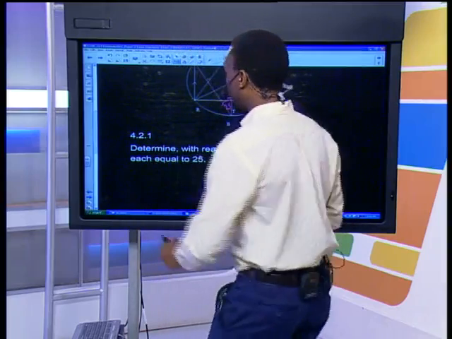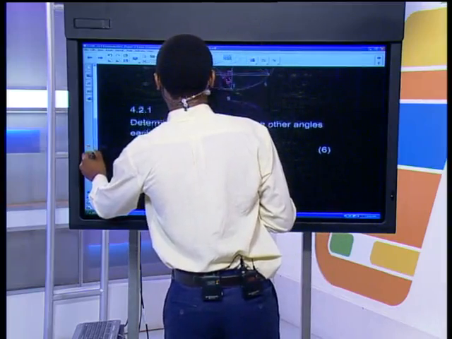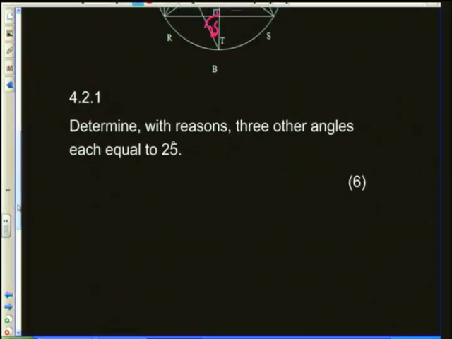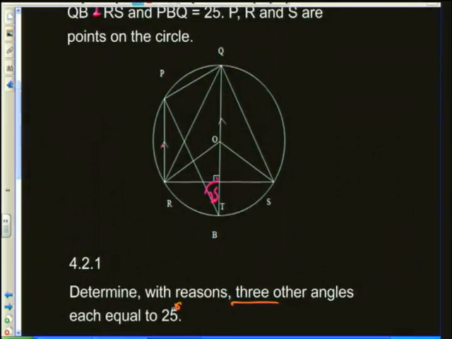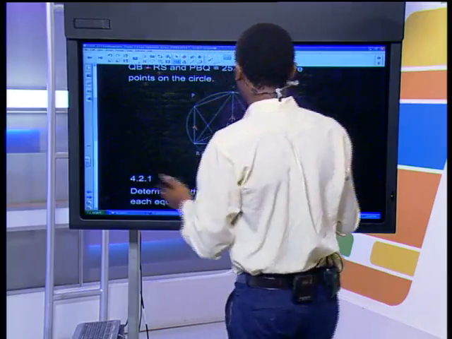Thank you, AB. Let's then continue with this question, 4.2.1. It says determine now with reasons 3 other angles that are also equal to 25 degrees. Right, let's go back to our sketch. As you can see, they've got parallel lines, and that means something. It means you should be thinking corresponding, alternate, and co-interior, perhaps. But let's see what we're given.